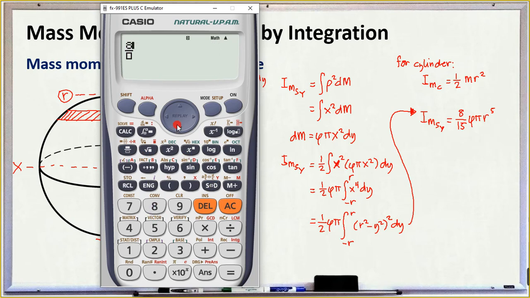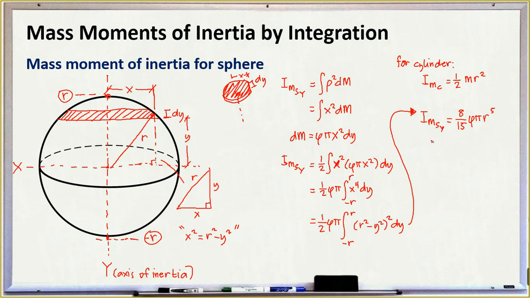So using 8 over 15, our density is 1.5 that we set. Then shift pi, the radius is 1.2 raised to the power of 5, 6.2538. So therefore, the two are equal.